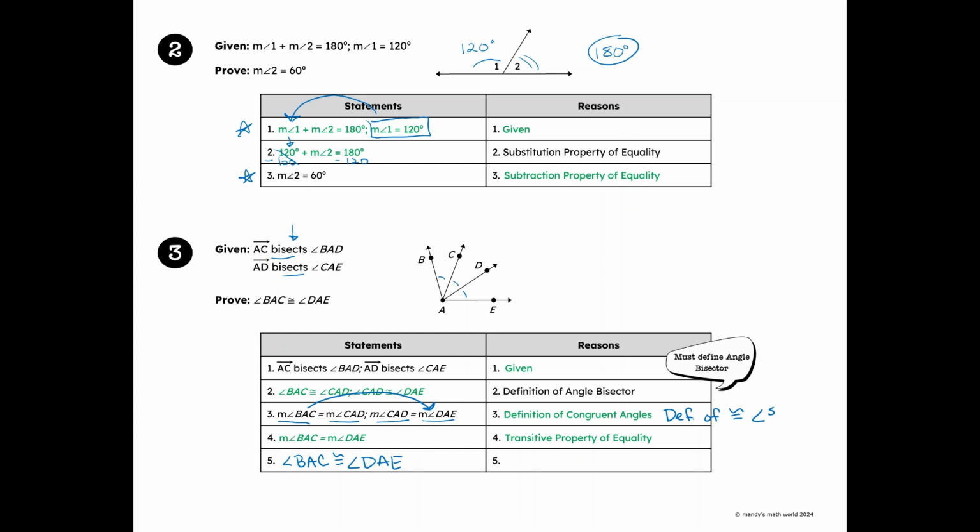Okay, if measures are equal, then their angles are congruent, right? So that's our very last step.